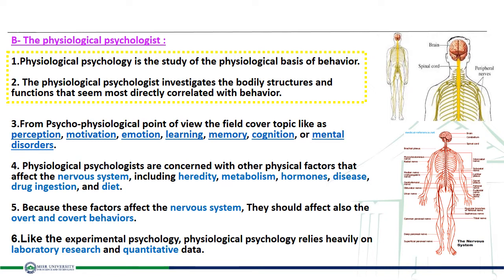What about the definition of physiological psychologist? We can define a physiological psychologist as the person who investigates the body structure and functions that seem most directly correlated with, most directly related to, the behavior. So we are not interested in these body structures and functions as they are, but we are interested in the relationship between these biological structures, these biological functions, and psychological functions or behavior, whether overt or covert.